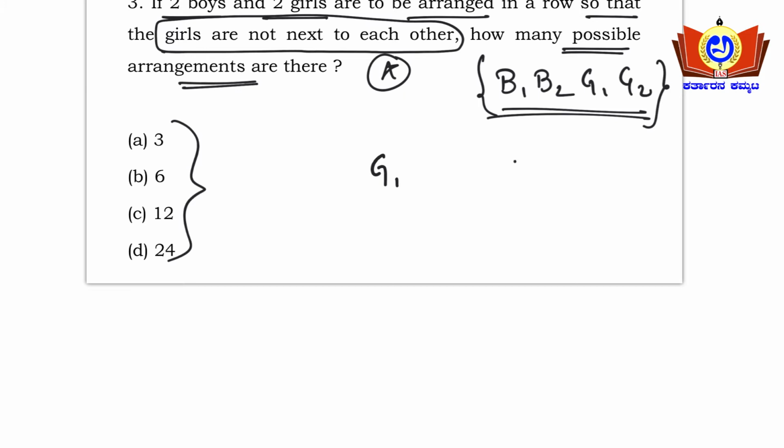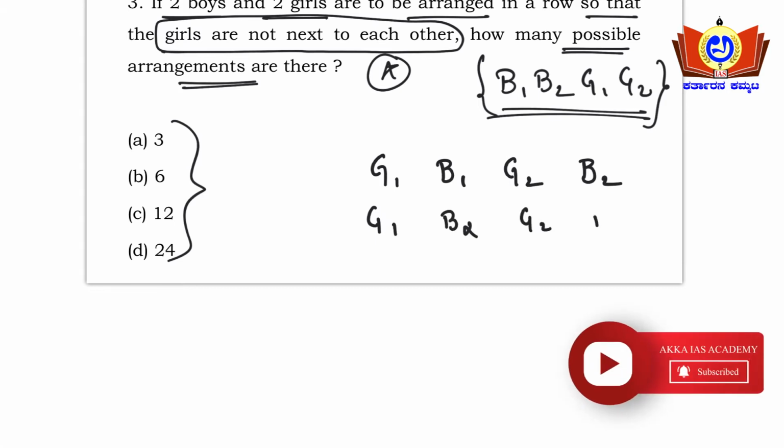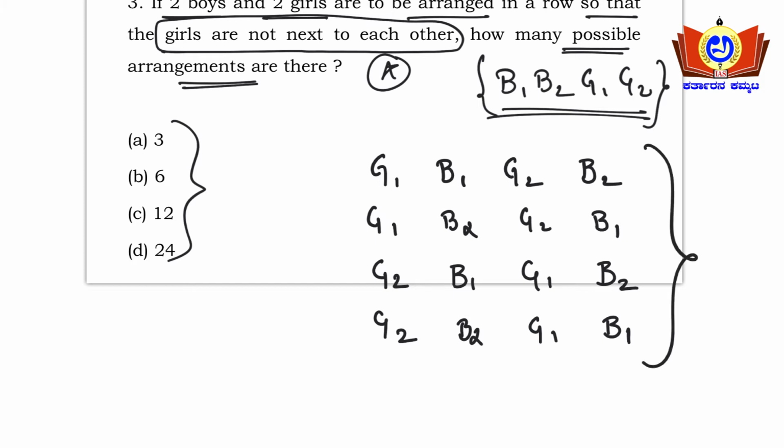Girl 1 I'll write here, and girl 2 I will write here, and boy 1 and boy 2. Okay, so the next possibility will be girl 1 and boy 2, and girl 2 will be here and boy 1. This is also one more possibility, right? And now girl 2 shall be here and boy 1 shall be here, and girl 1 will be here and boy 2. So similarly, girl 2, boy 2, girl 1 and boy 1. So these are 4 possible conditions in this pattern here.